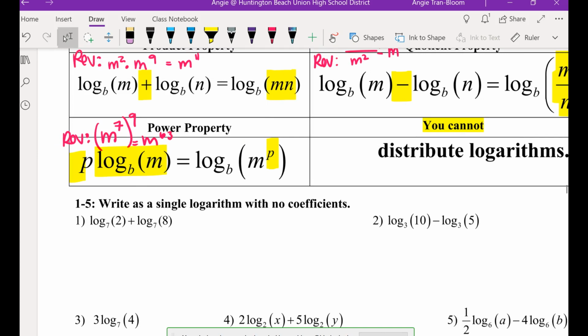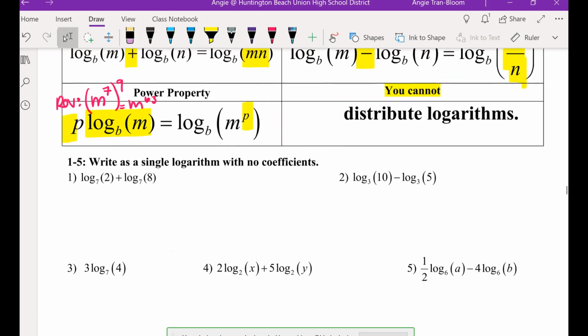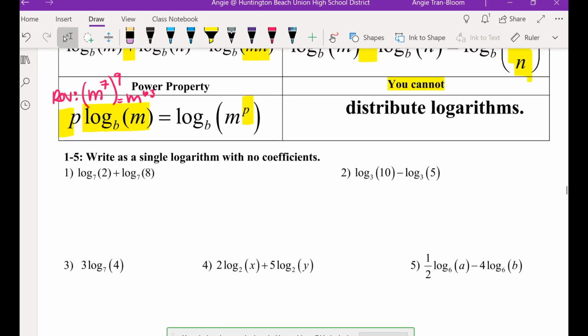Yesterday, we talked about distribution of log. Is it possible? No, you may never, ever, ever distribute log, okay? All right, examples 1, 2, 3, 4, and 5. Kai, help us with the instruction, please.